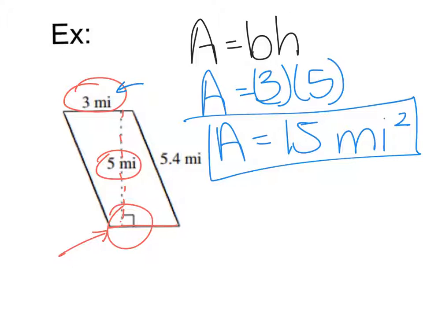To find the perimeter, we'd want to add up the sides. In that case, we'd want to use the 3 and the 5.4, not the 5 because it's not part of the shape.